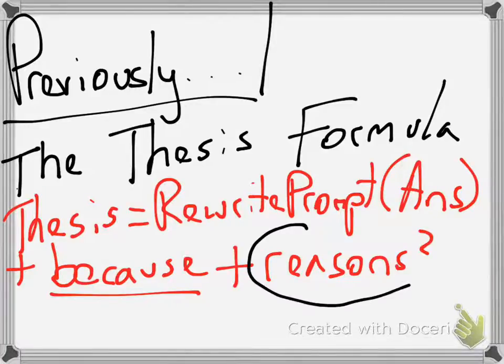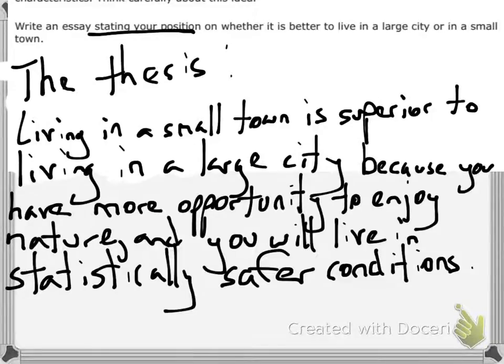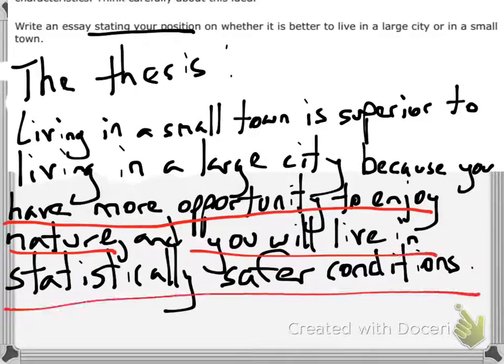We're going to use supporting paragraphs to expand on these two reasons, provide our proof in order to persuade somebody of our idea. So as we stated earlier, the example was write an essay stating your position on whether it's better to live in a large city or in a small town. Our thesis was living in a small town is superior to living in a large city because you have more opportunity to enjoy nature and you will live in statistically safer conditions. So we have our 2 points here.